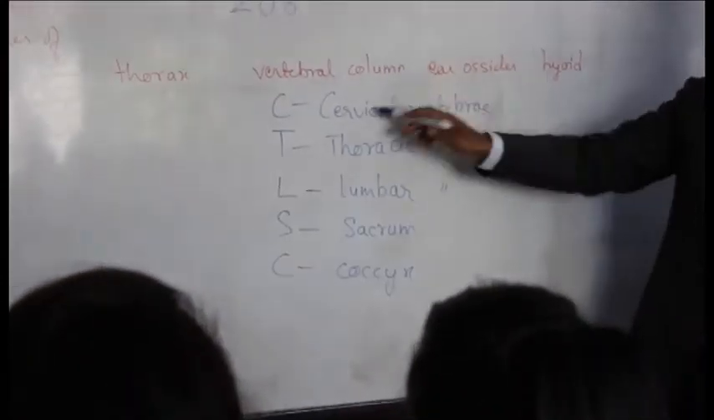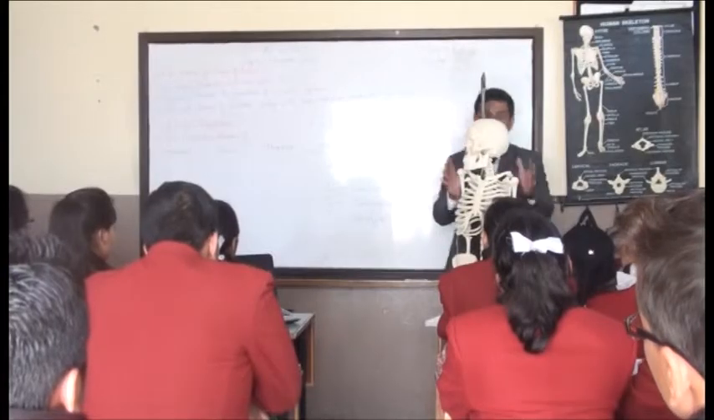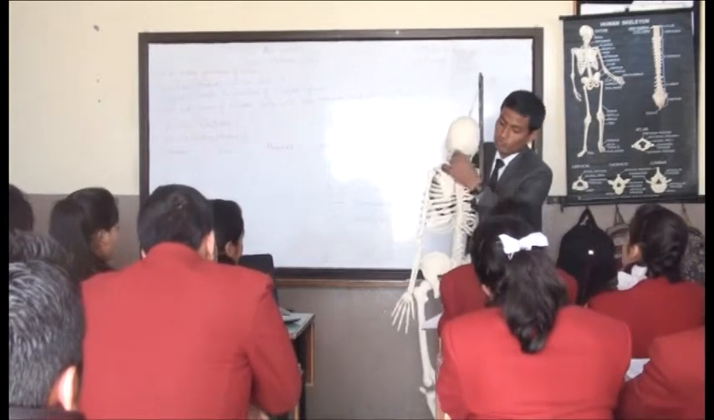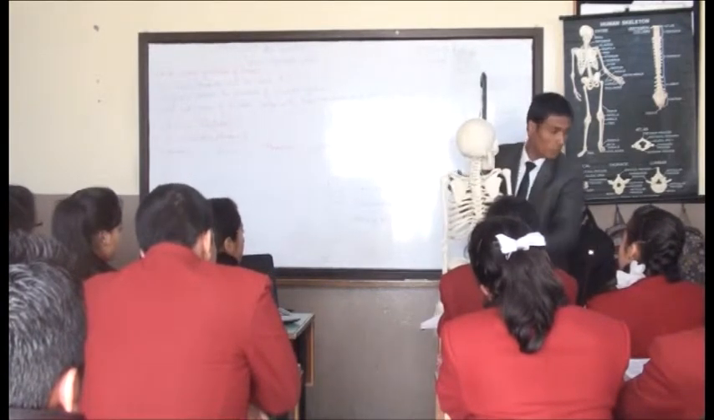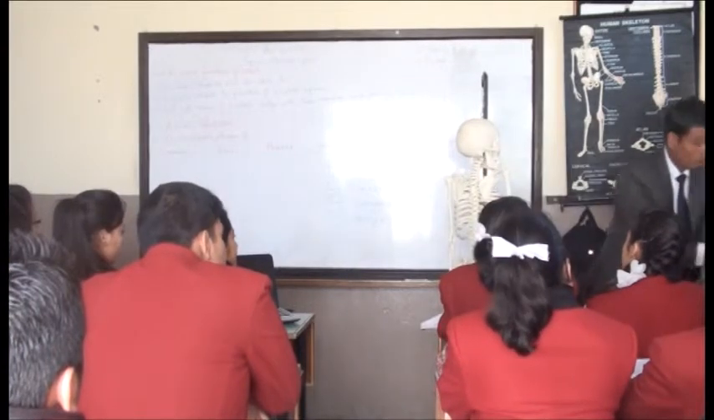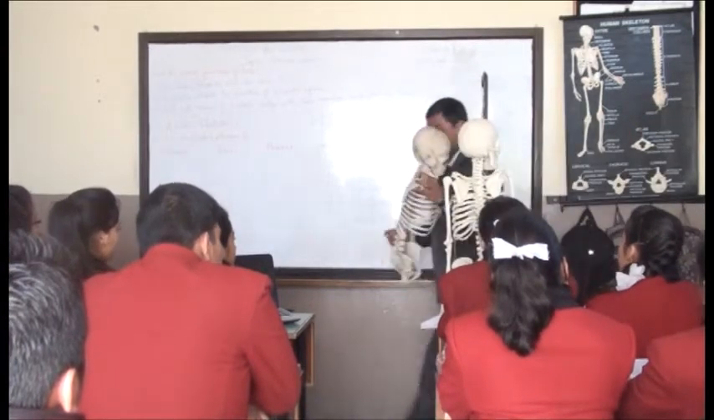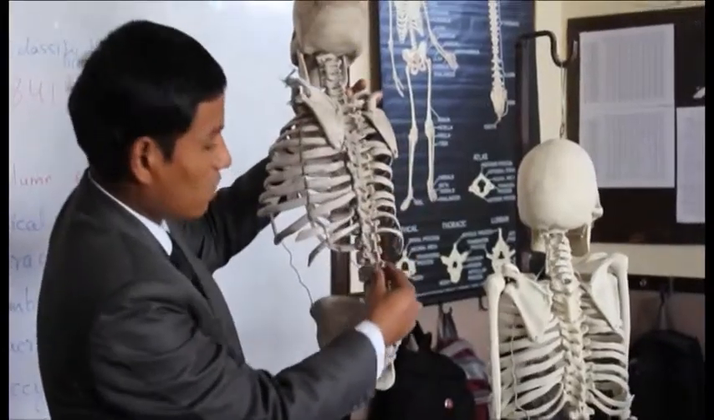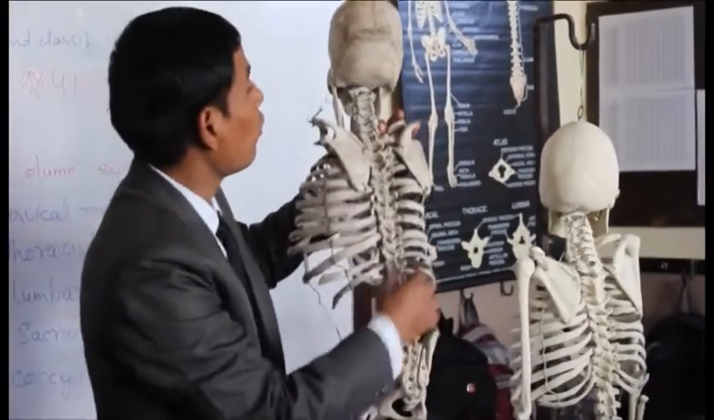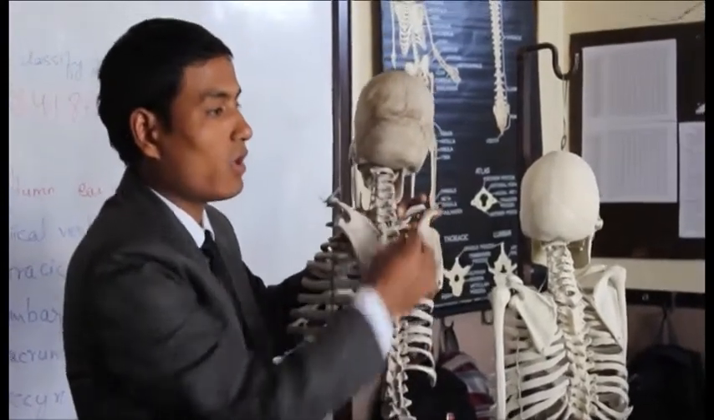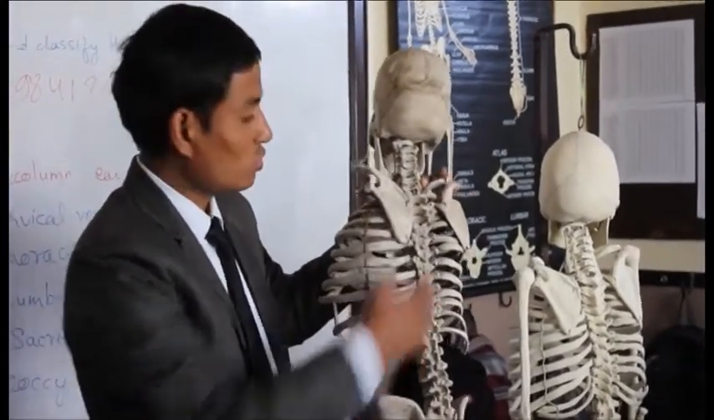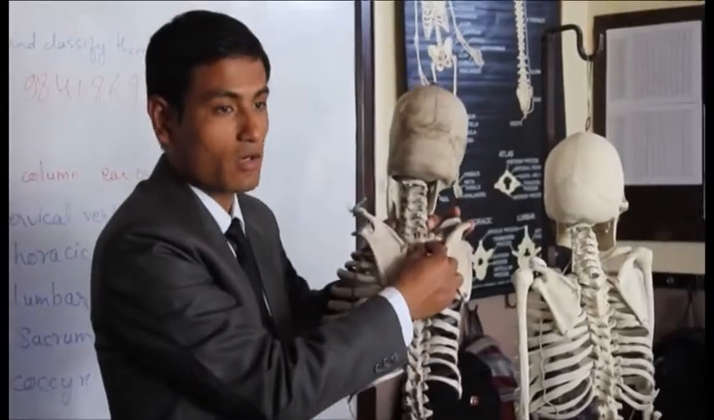Now, first, cervical vertebrae. In this skeleton, this part, the trunk, is called the vertebral column. The behind part, this part is called the vertebral column. This entire set of bones is called the vertebral column. Inside here also a part of the nervous system is there. It protects the spinal cord. So these are the protectors of the spinal cord also.